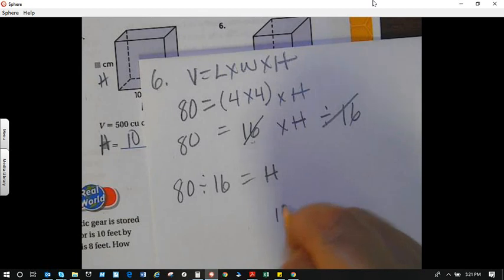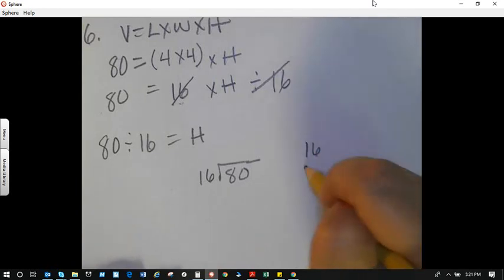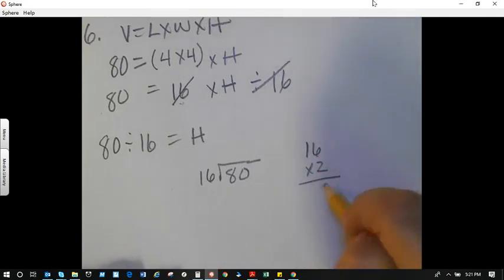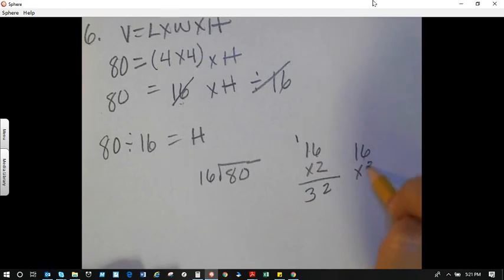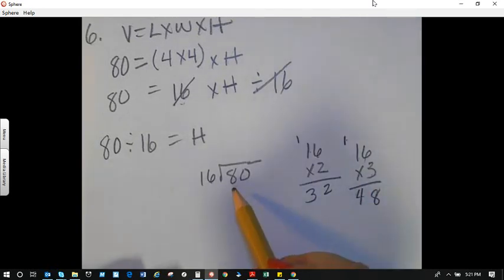16 goes into 80. How many times? Well, this one I already know. I have to do all my multiplication. 16 times 2. 2 times 6 is 12. Carry my 1. 2 times 1 is 2. Plus 1 is 3. 16 times 3 equals 3 times 6 is 18. Carry my 1. 3 times 1 is 3. Plus 1 is 4. I still have some room to grow.